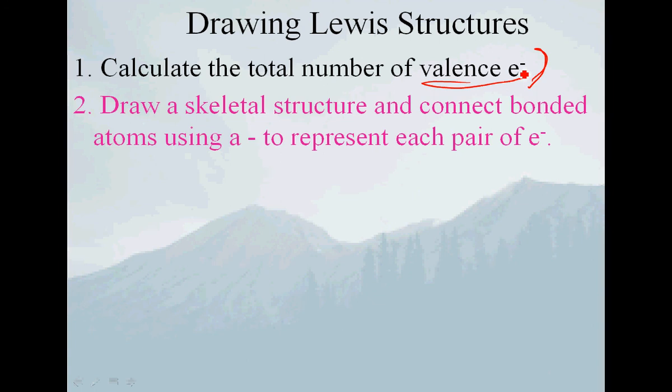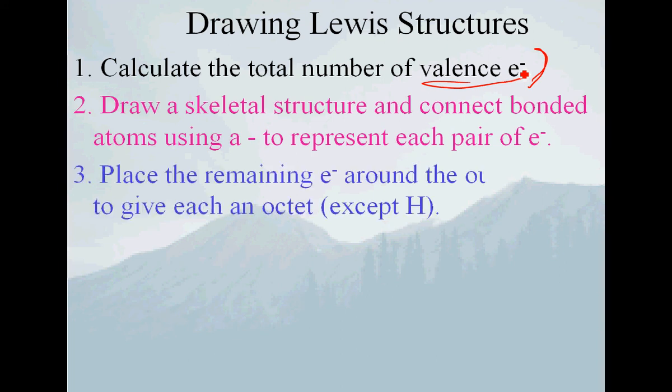Step 2, draw the skeletal structure and connect bonded atoms using a dash to represent each pair of electrons. So give everybody essentially a single bond. That's what we're doing in the beginning, sort of starting there. Some of them are going to be doubles, some are going to be triples, but we start with give everybody a single bond because we know there's at least one between them all.